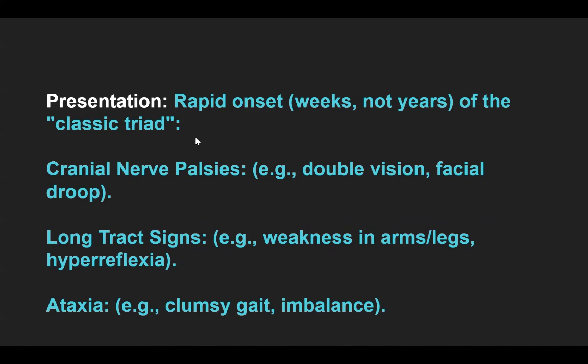If it is brainstem, we are looking at multiple cranial nerve palsies, long tract signs, and ataxia. The patient might have double vision, facial droop, weakness in arms or legs, hyperreflexia, positive Babinski's. We might have ataxia, which is clumsy gait or imbalance.